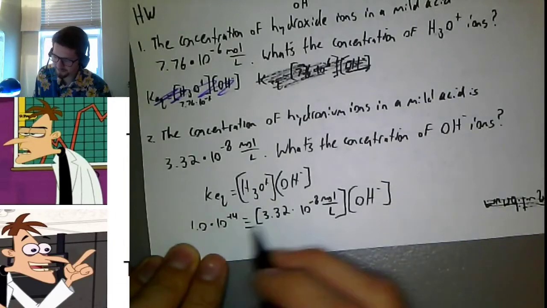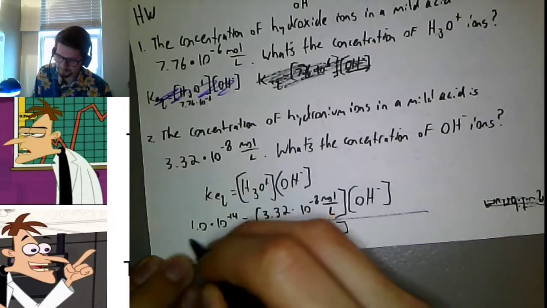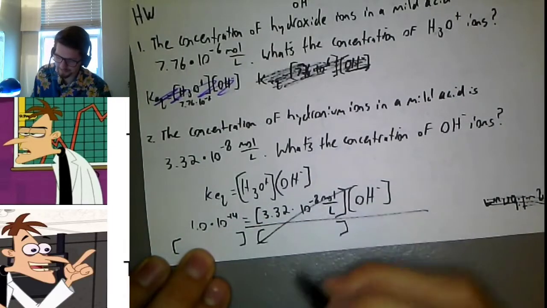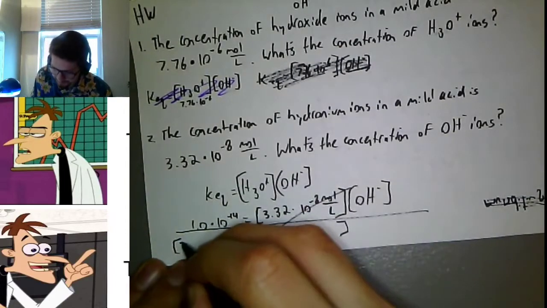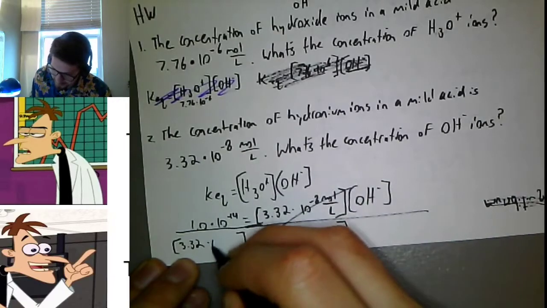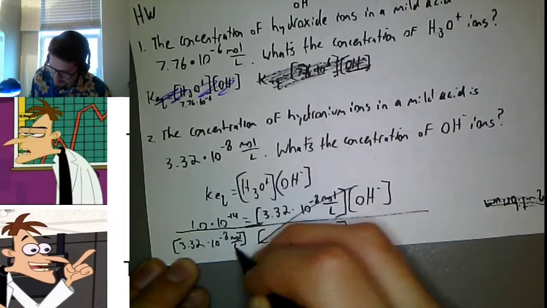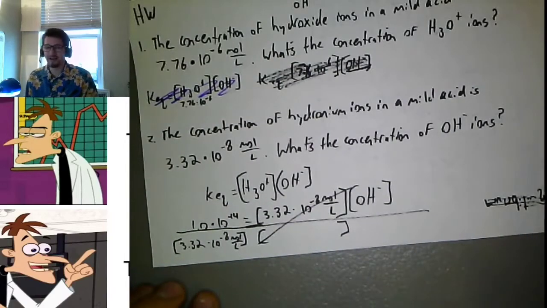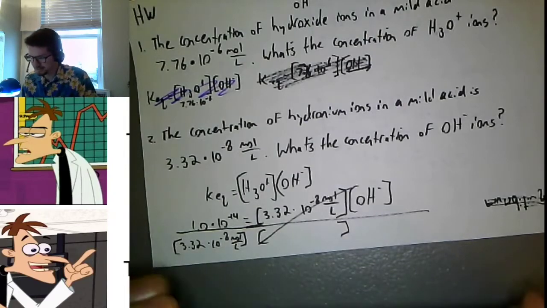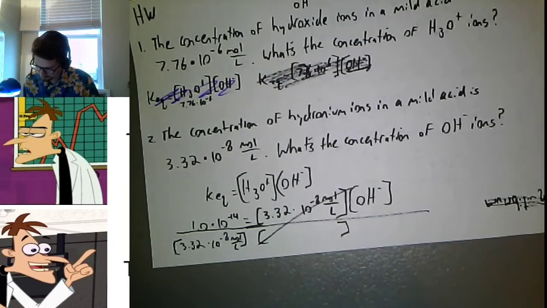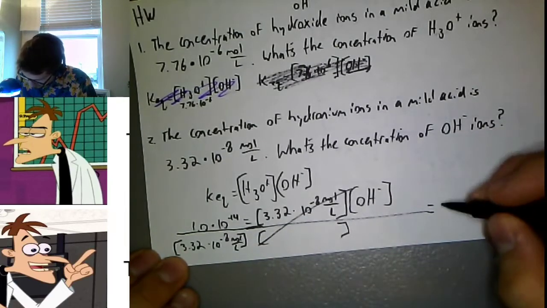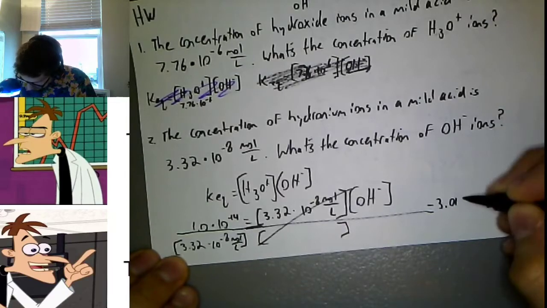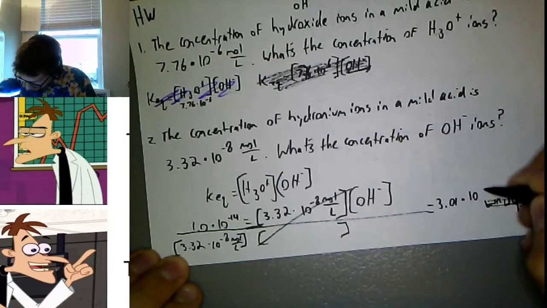How do I get OH by itself? I divide both sides by that. So these cancel out, and my answer is going to be 1.0 times 10 to the negative 14th divided by 3.32 times 10 to the negative 8th moles per liter. Now, to spare you from sitting through my slow calculator typing, I'm going to jump cut to when I get the answer. And my answer ends up being 3.01 times 10 to the negative 7th.